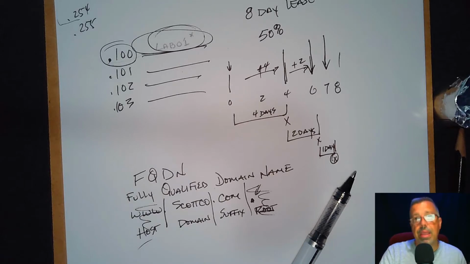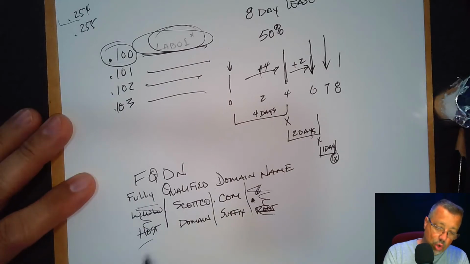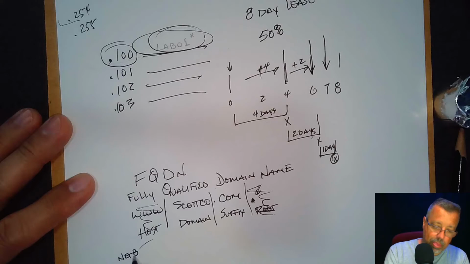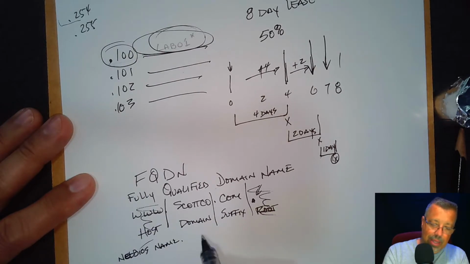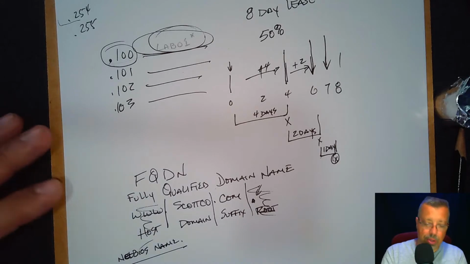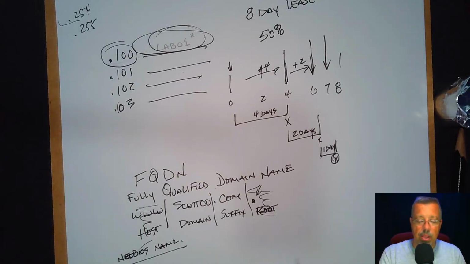If I do a ping, there is a difference. If I ping Scottco, I'm actually usually pinging their DNS server versus pinging www, which would be their web server. So this host name could also be locally my NetBIOS name. And actually net should be lowercase, but so it'd be my NetBIOS name dot whatever, my labo1.scottco.com would be my fully qualified domain name.